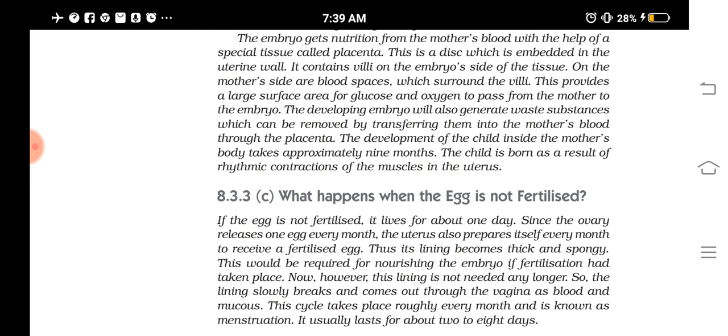So these are the parts of the female reproductive system, and I told you about the placenta, and I told you about the birth.